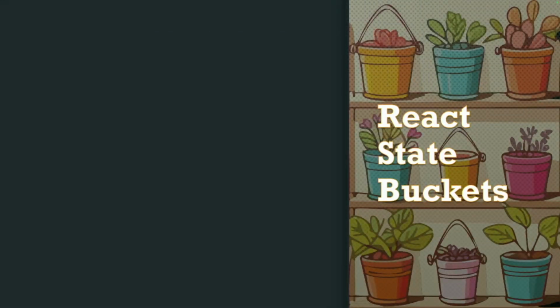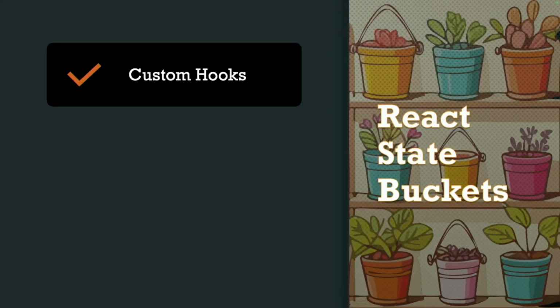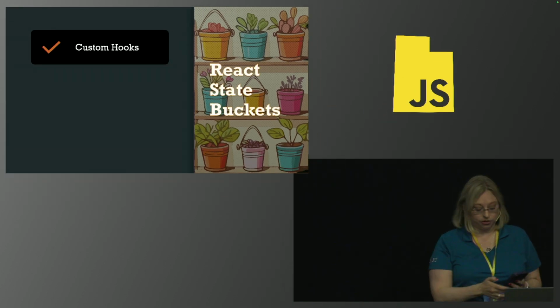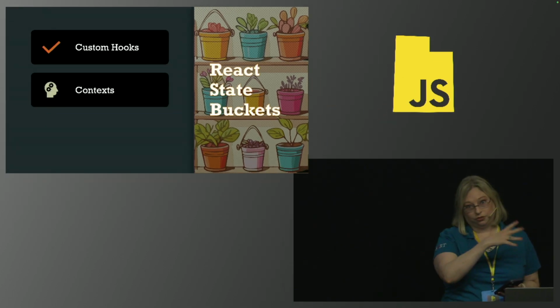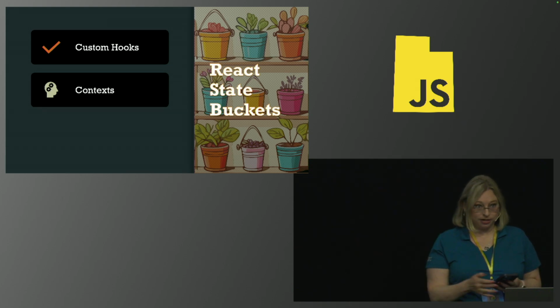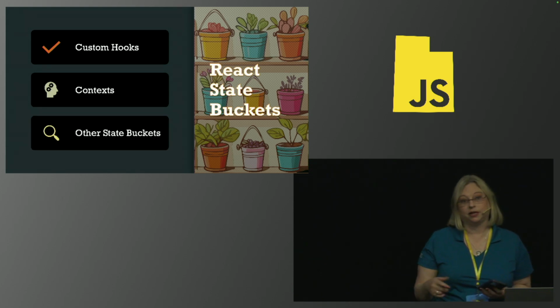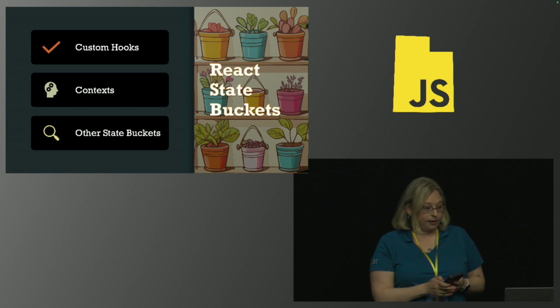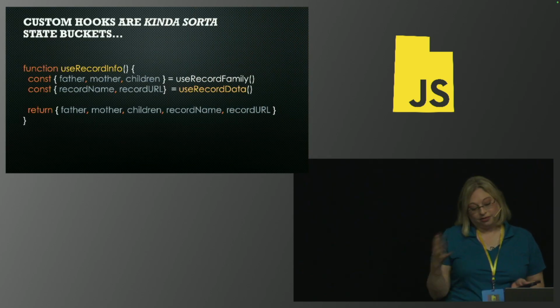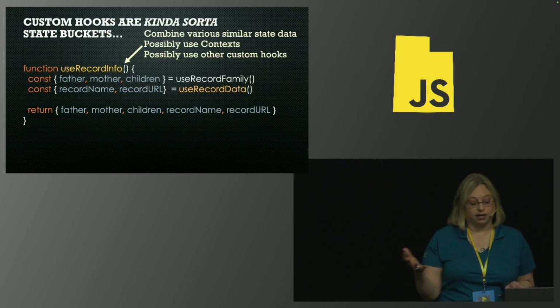So next are the state buckets. And okay, we're going to go a little bit overlappy here. But custom hooks is my first kind of sort of state bucket, kind of sort of state manager, because I just used one, right, in my example for the reducer. And then we have context, and we have other state buckets that are non-React. Okay, so our custom hooks, they're kind of sort of state buckets. They're kind of managers, but let's take a look.